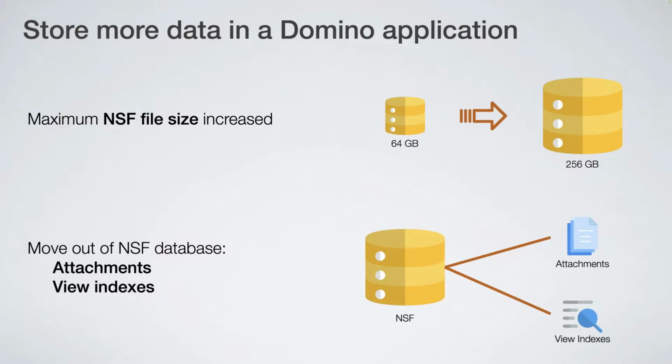And just a reminder for those admins that still struggle with big NSFs, Domino offers a way you can move certain elements away from the NSF, and this makes the NSF smaller and easier to operate, back up, and so on. First that came to your mind is attachments. We can move attachments away from the NSF and store them in local or remote storage. And also a big chunk of NSF size is sometimes views.